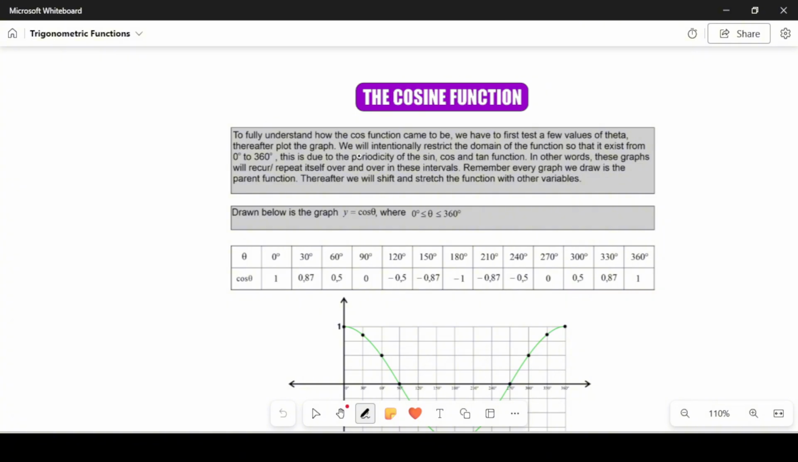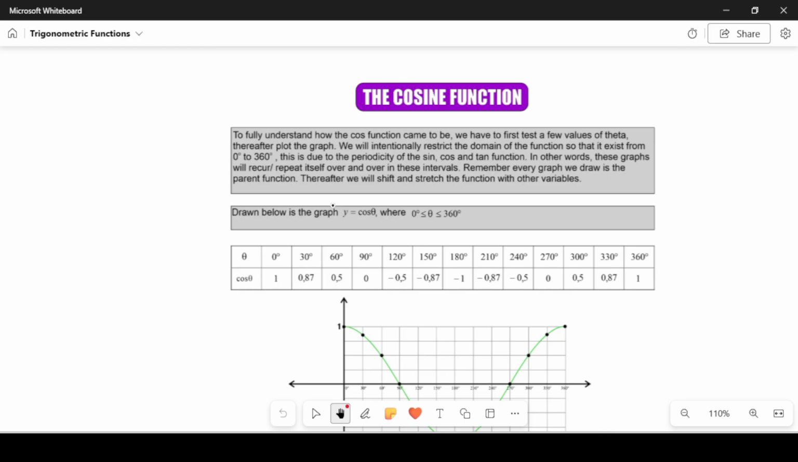To fully understand how the cos function came to be, we have to first test a few values of theta, thereafter plot the graph. We will intentionally restrict the domain of the function so that it exists from 0 to 360 degrees. This is due to the periodicity of the sine, cosine, and tan functions. I've said this before as well. We want to restrict the domain so that we can get complete information from the graph. So do I need to go more than 360 degrees and less than 0 degrees to get a complete view of the function? No, we don't, because it repeats itself.